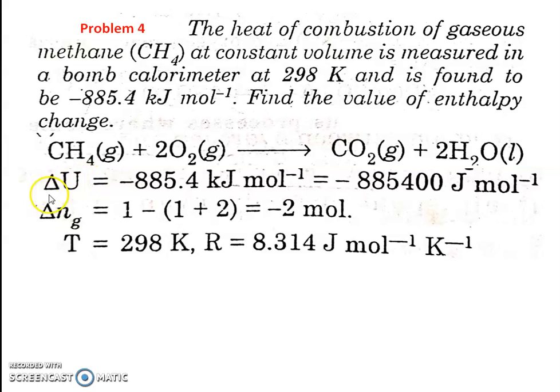Now these are the given things. Change in internal energy is given. It is minus 885.4 kilojoule. In joule it will be minus 885,400 joules per mole. Delta n for this reaction: the number of moles of gaseous product is 1. Here 1 mole of carbon dioxide is there. Water is liquid, and there are 3 moles of reactants. So 1 minus 3, that is minus 2. Temperature is given, 298 Kelvin. Value of R is also given, 8.314 joule per mole per Kelvin.